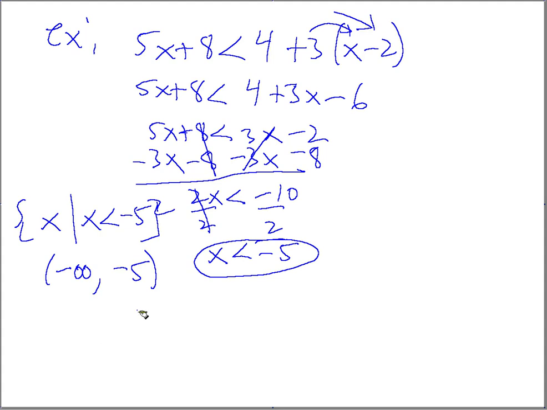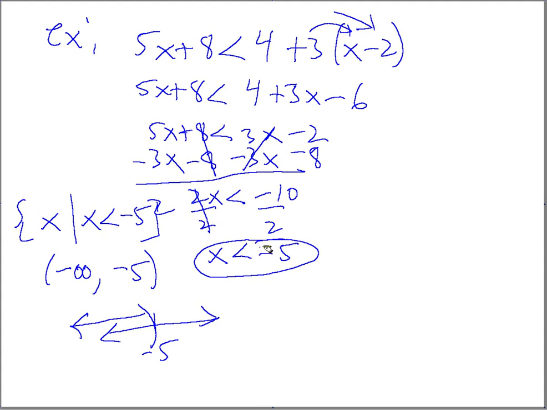And to graph this, again, not too hard. Here's negative 5. Everything less than that, so less than, right? So parenthesis on it, arrow to the what? To the left. Make sure we can graph it as well. Hopefully that's review material for us. The key is, be able to solve these inequalities. Again, just treat these like equations and get x on the left, numbers on the right.